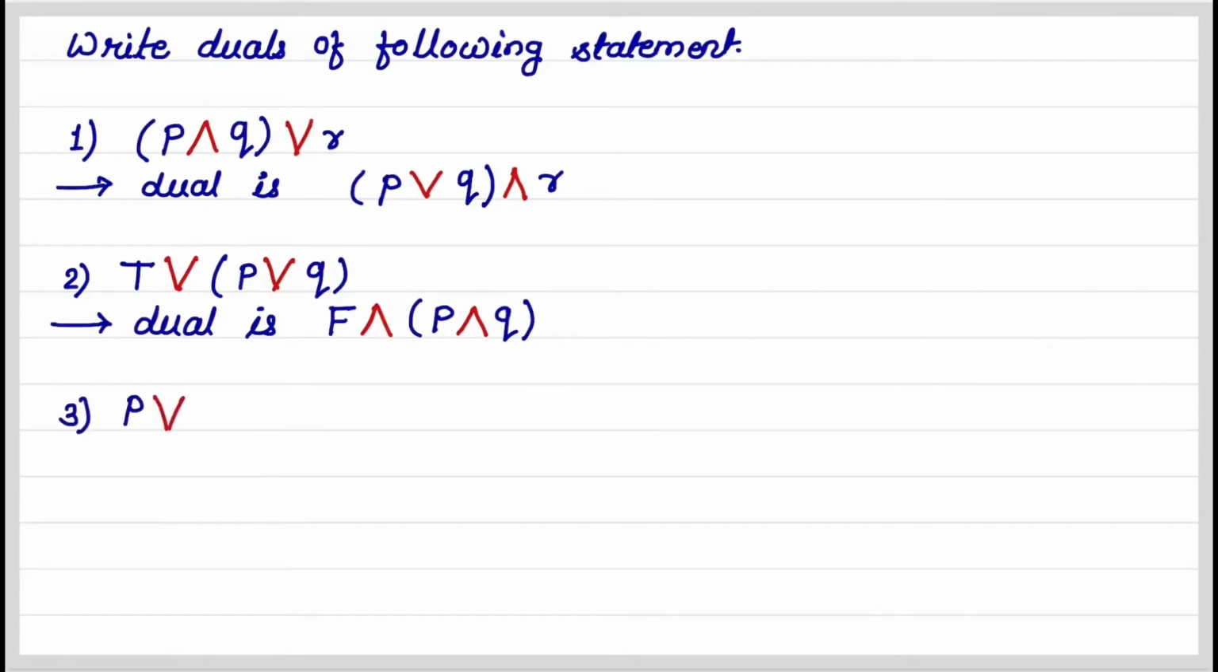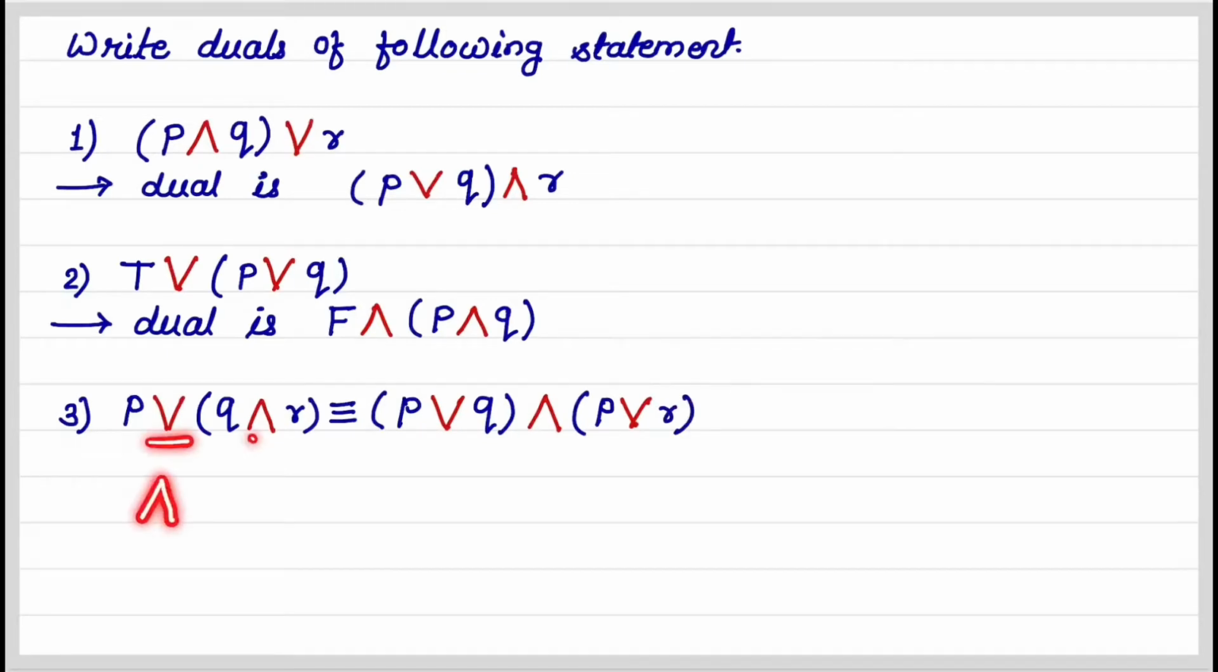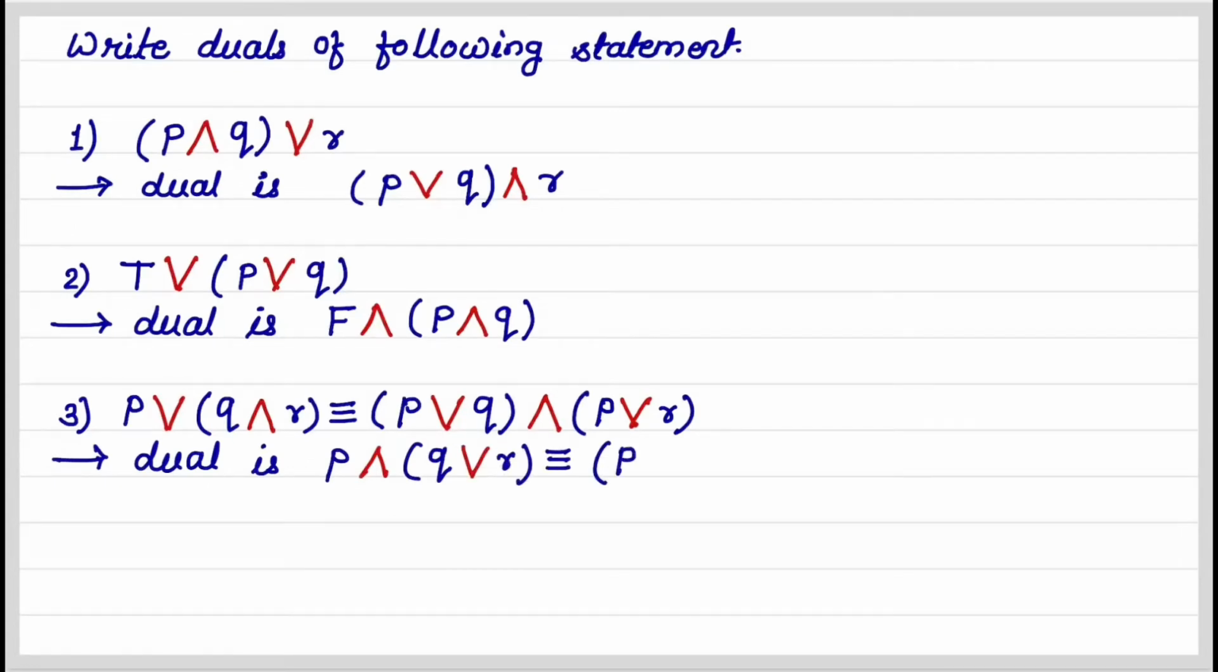Find the dual of P or (Q and R) is equivalent to (P or Q) and (P or R). We have to replace OR by AND and AND by OR, and the equivalence sign remains as it is. So the dual is P and (Q or R) is equivalent to (P and Q) or (P and R). Each example carries 1 mark.